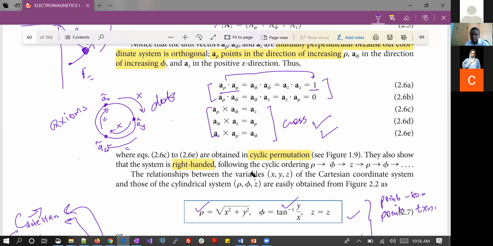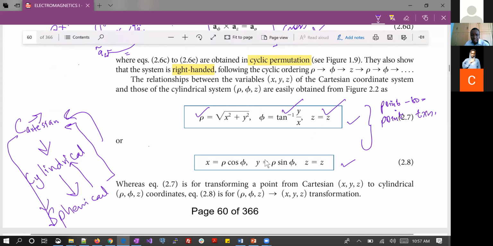And of course, as you can see, cylindrical z is the same as Cartesian z. Therefore, z will become z. So here you are trying to transform a point that is described by radius and angle phi in cylindrical into its Cartesian coordinates. And again, z doesn't change, as we have seen. It remains the same.